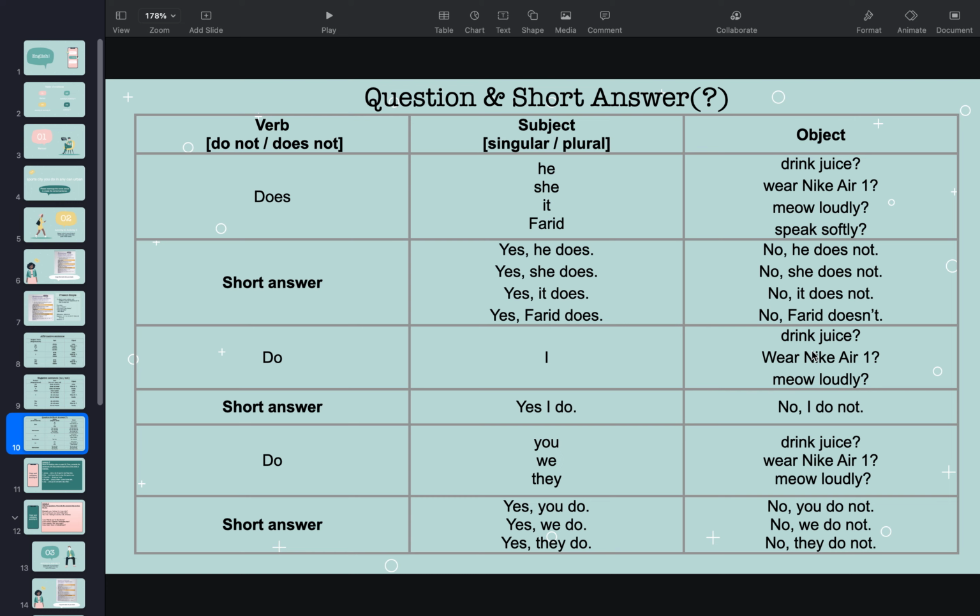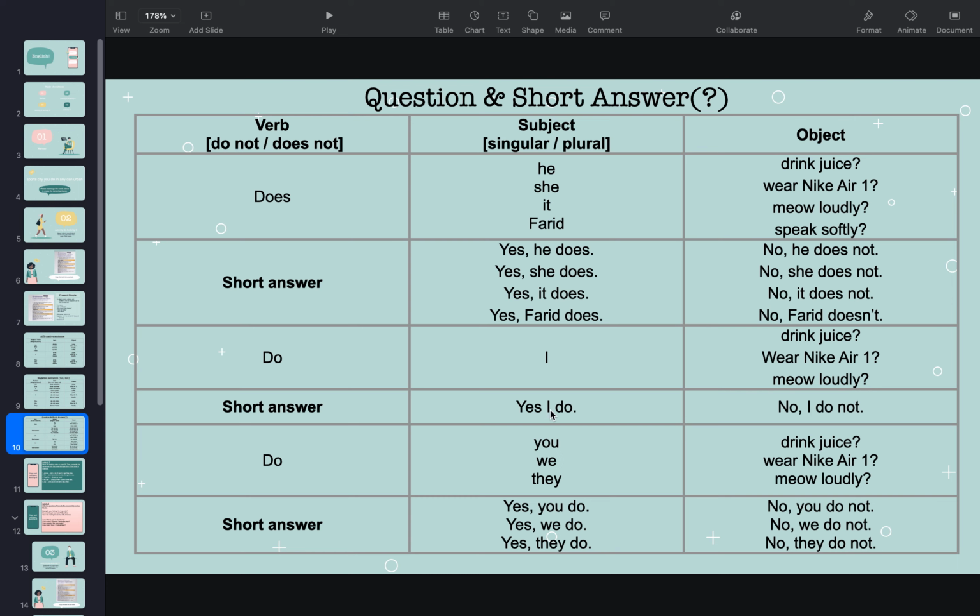Do I drink juice? Saya minum jus tak? Do I meow loudly? Seekor kucing bercakap. Saya meow kuat sangat ke? Okay. Short answer, yes I do or no I do not. Tengok, kamu mesti ikut. Kalau soalan tu pakai I, jawapan mesti ada I.